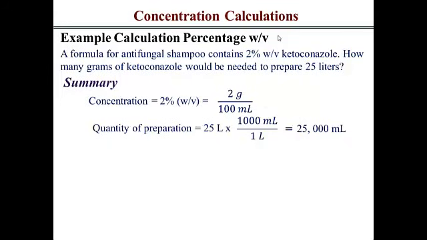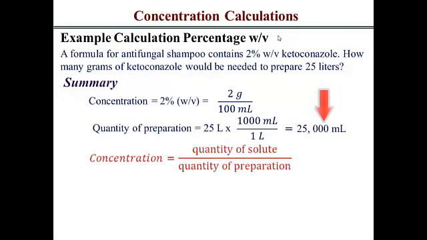The second thing is the quantity of your preparation, and that is 25 liters. We can convert this to milliliters with the understanding that a liter is equal to 1,000 milliliters. So once you do the computation, you have 25,000 milliliters. We can now go ahead and use that important equation that we talked about: concentration equals quantity of solute over quantity of preparation, and we can plug in the information.